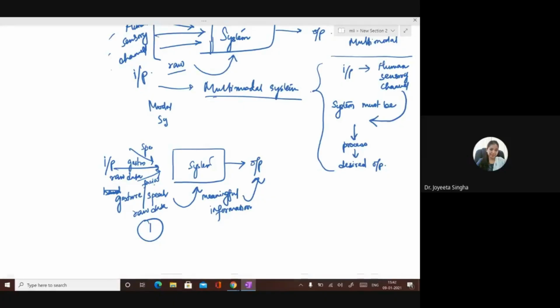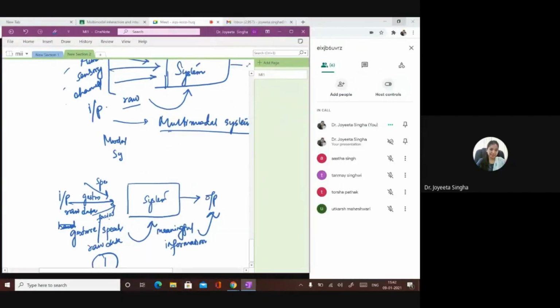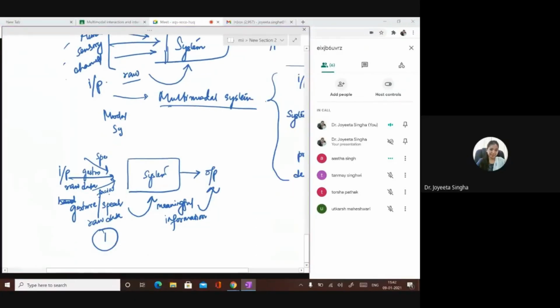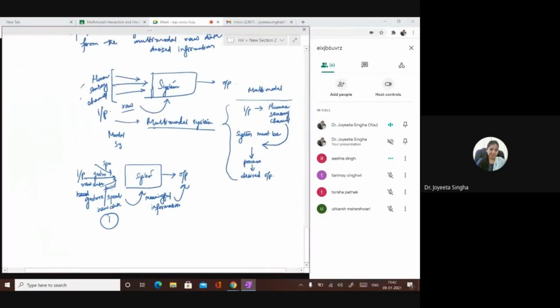Now can you distinguish? Let me take up the same examples that we have discussed. So tell me, what about your televisions and so on? Let's go one by one. Just a second. Whoever is there, tell me, Astha, Tanmay, Torsha, Utkarsh. Is this definition enough to categorize multimedia and multimodality?